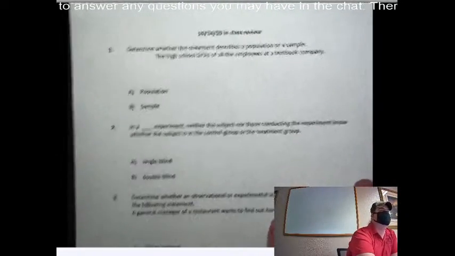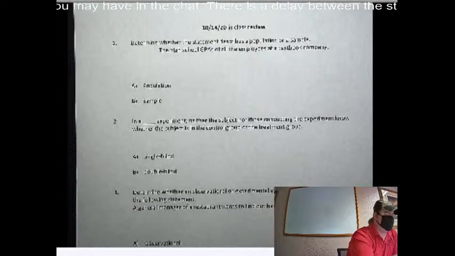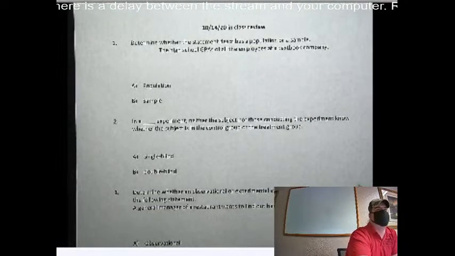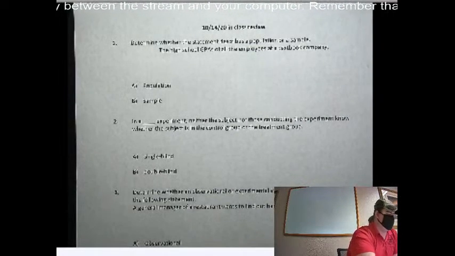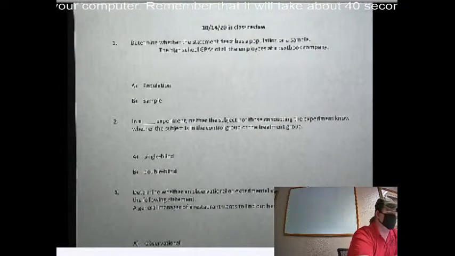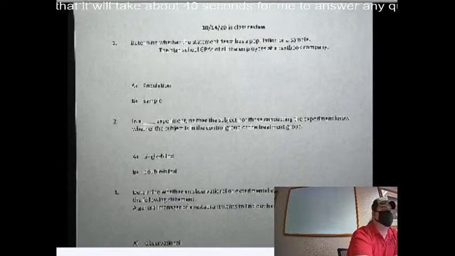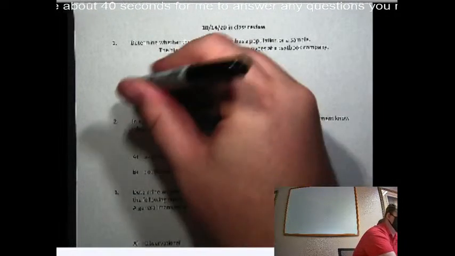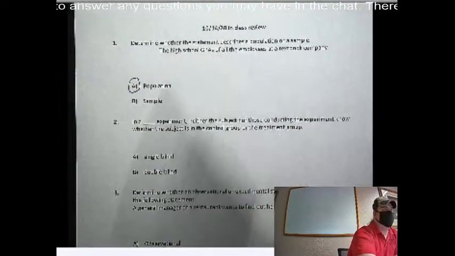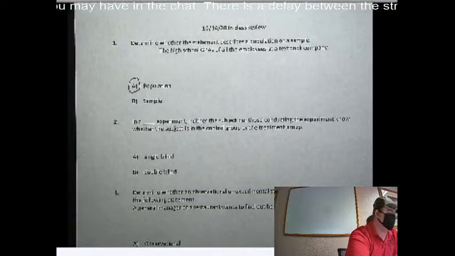So, first one, determine whether the statement describes a population or a sample. The high school GPAs of all the employees at a textbook company. Okay, so would this be a population or a sample? Population. Why? What is the key word there? All. You see, all of the group, it's a population. If you're just taking a portion of the group, it'd be a sample.